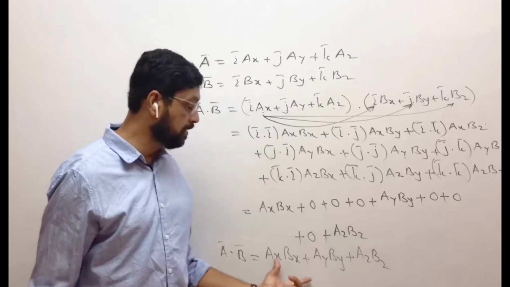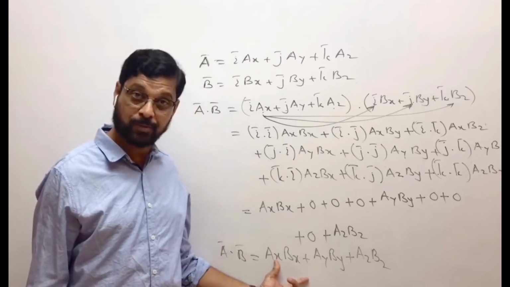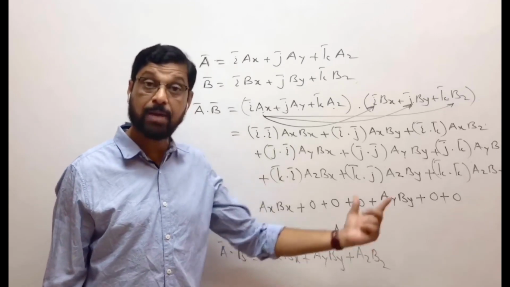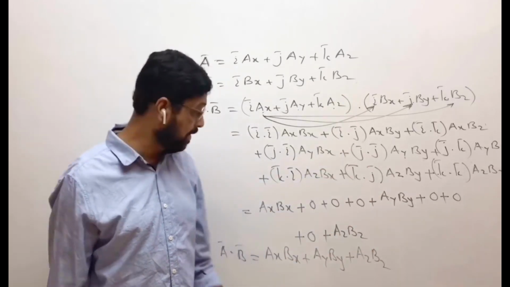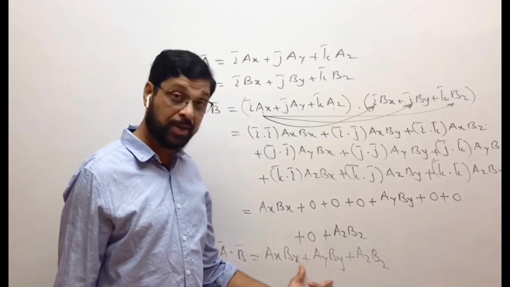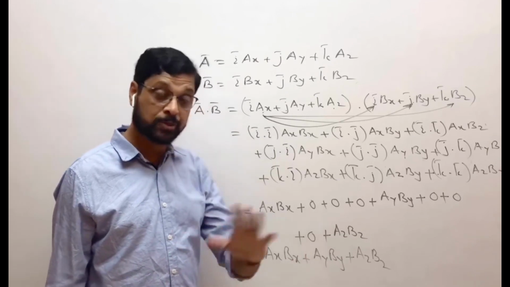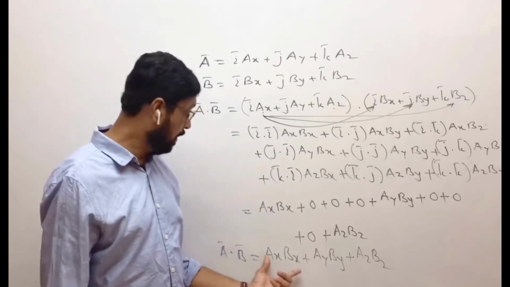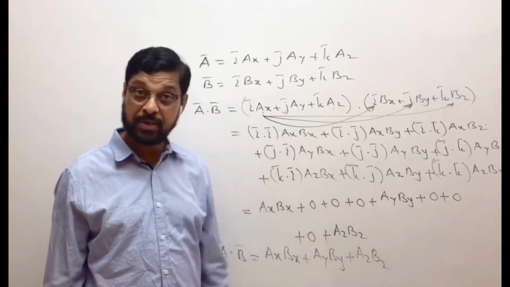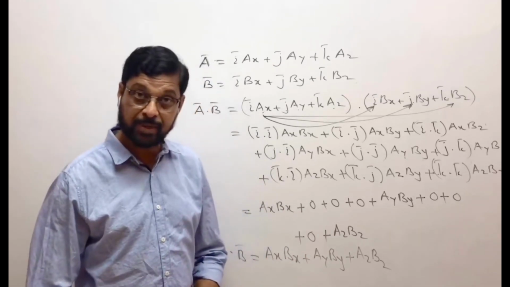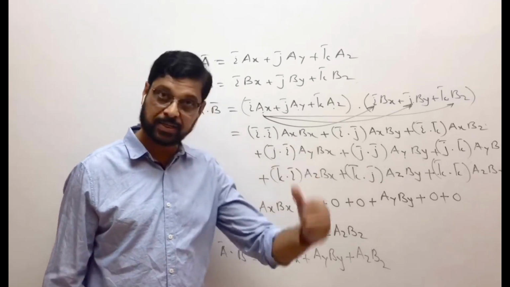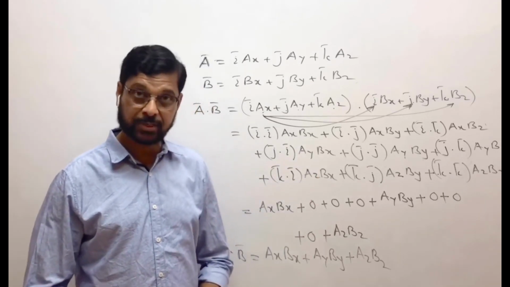So this is the next characteristic of dot product. A dot B is equal to AxBx plus AyBy plus AzBz, and this is a very, very important property used everywhere. Calculations में, derivations में हम इसका यूज करते हैं. A dot B is equal to AxBx plus AyBy plus AzBz. So that is, I think, the sixth characteristic of dot product.